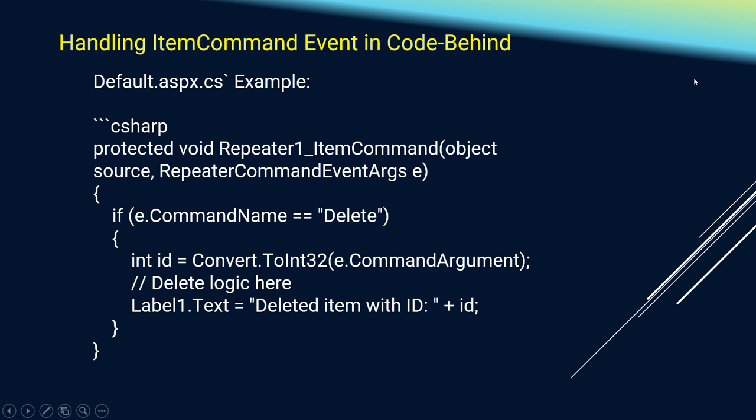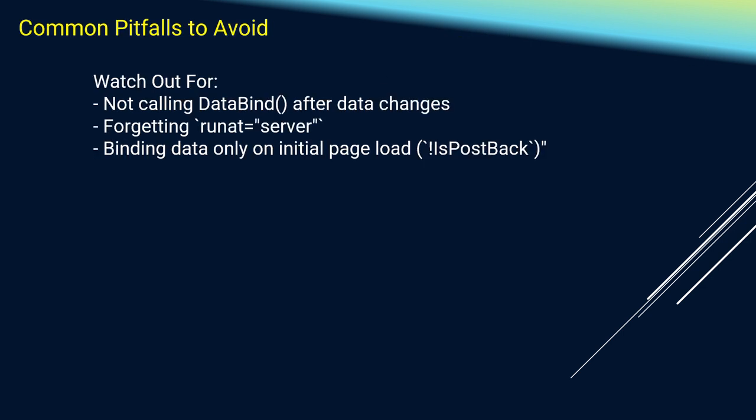A few tips to avoid errors. Always call DataBind after updating data. Make sure every control inside the repeater has runat="server". Bind data only once on initial load with if not IsPostBack in Page_Load to avoid resetting on postbacks.